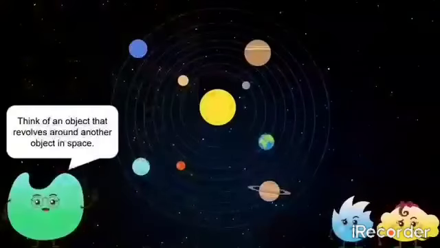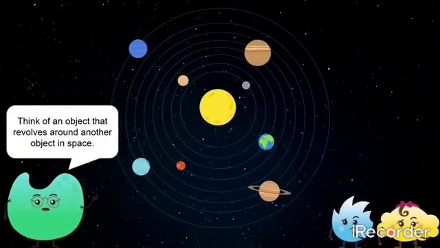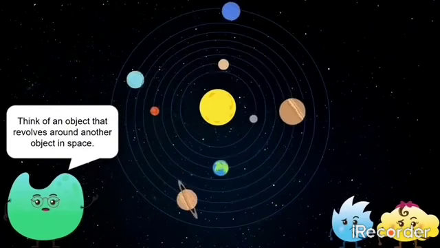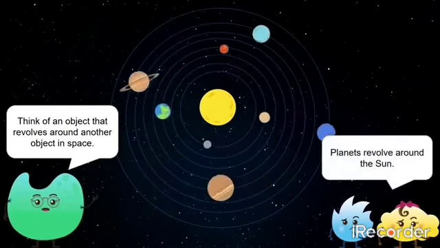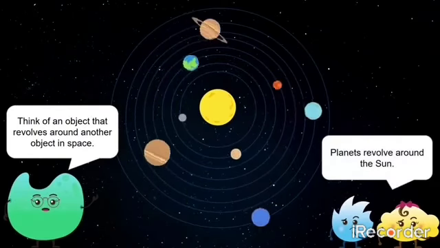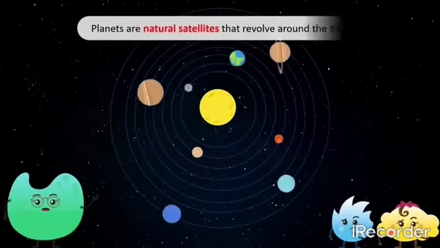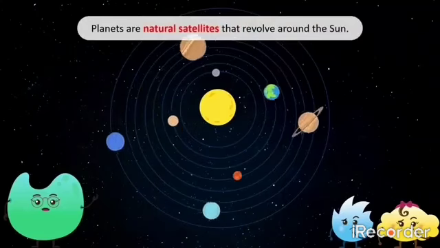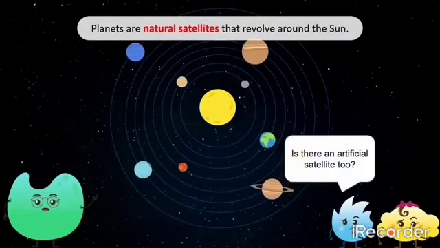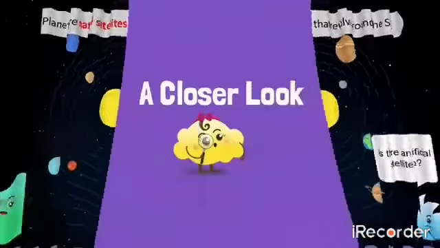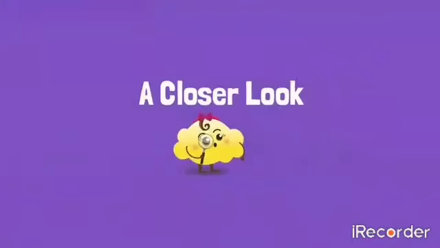Can you think of an object that revolves around another object in space? Planets revolve around the sun? Yes, because planets are natural satellites that revolve around the sun. What do you mean by a natural satellite? Does that mean there is an artificial satellite too? Let's have a closer look at the types of satellites.